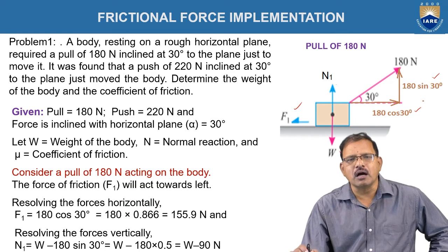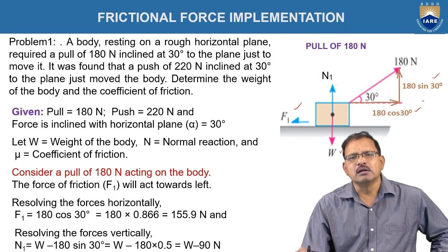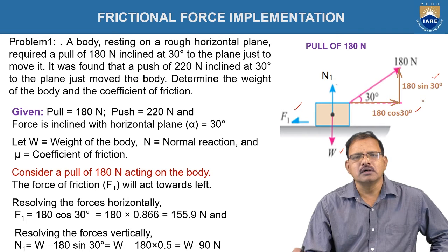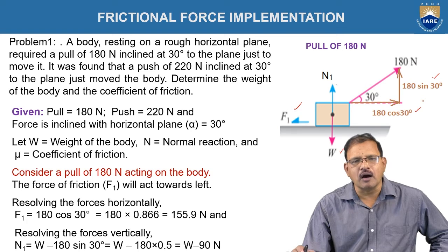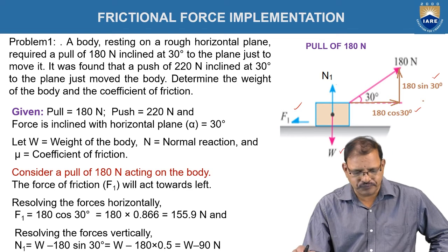Here, when we are taking the algebraic sum, the forces acting toward the left side are treated as negative and the right side as positive. Similarly, the forces acting in the upward direction are treated as positive and the downward direction as negative.